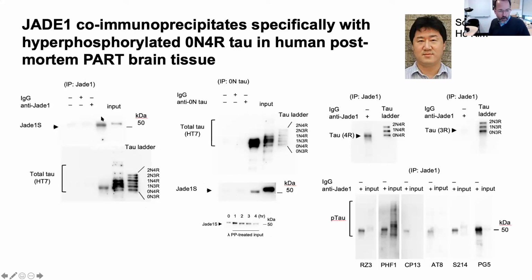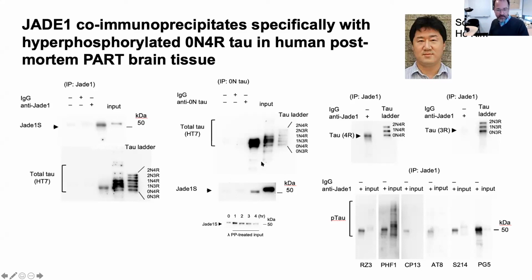And when he pulled the JADE1 out in an IP and then probed those samples for tau, he found that there was co-aggregation or co-immunoprecipitation of tau with JADE1. And this interaction was interesting because there's all these different tau isoforms that I mentioned. There are 6 of them, prominent ones in the brain. And this is just a control here. He only saw a band that was about the same size as this 0N4R. So none of those N-terminal inserts. It just had the 4R exon.